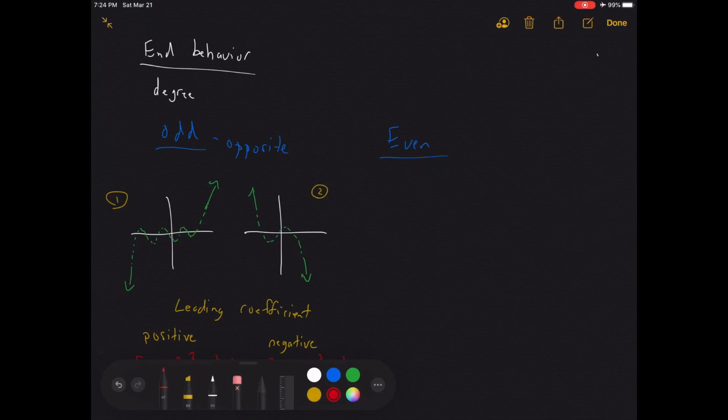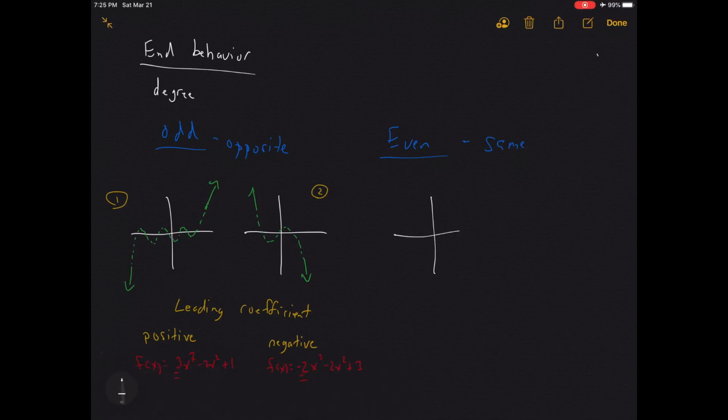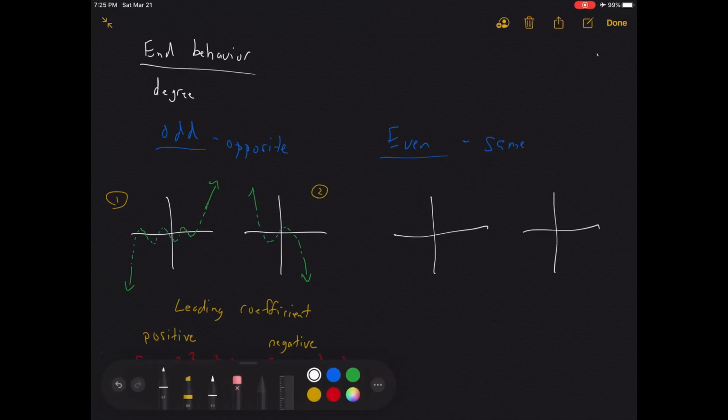Then we can have the possibility where you have an even degree. And for an even degree, these are going to finish in the same direction. The ends will go in the same direction. So again, there's two possibilities here. We'll call this one here number 3, and we'll call this one over here number 4.